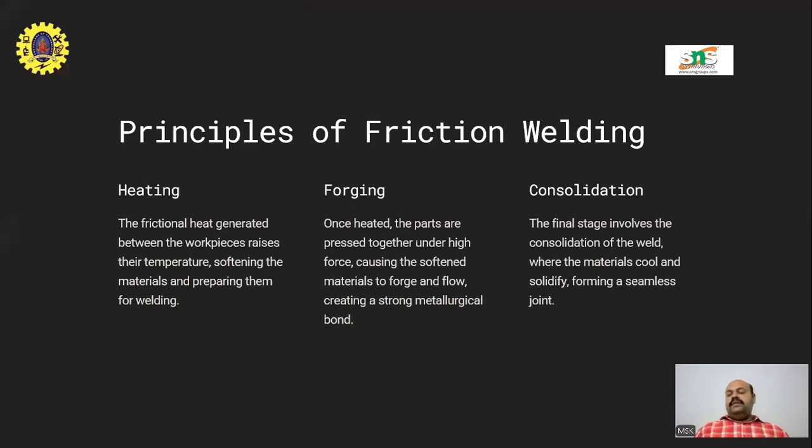So what is the principle of friction welding? Heat is generated between the workpieces, raising their temperatures, softening the materials and preparing them for welding. Once the heated parts are pressed together under high force, the softened materials forge and flow, creating a strong metallurgical bond. The final stage involves consolidation of the weld, where the material cools and solidifies, forming a seamless joint.